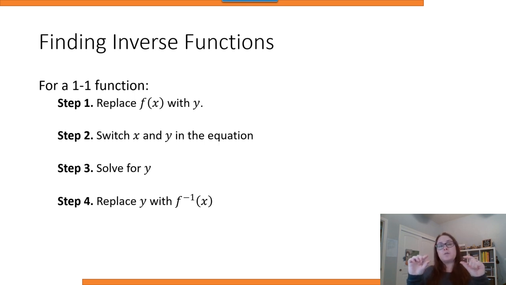And then I'm going to go into the equation and I'm going to switch the x and the y, their positions in the equation, just swap them for each other. Then I will solve the equation for y, get that y all by itself on one side of the equation. And what I will have as a result of that will be the inverse function. So I'll switch to using the inverse function notation to replace the y once I've solved for y.